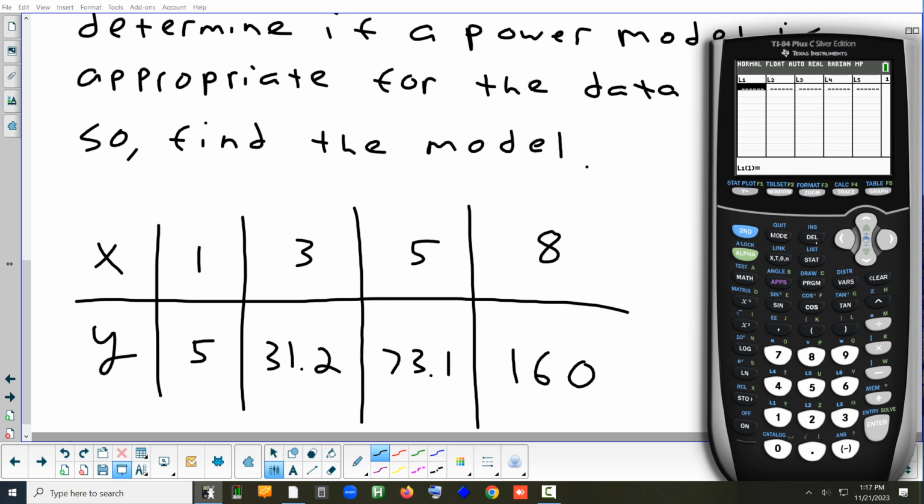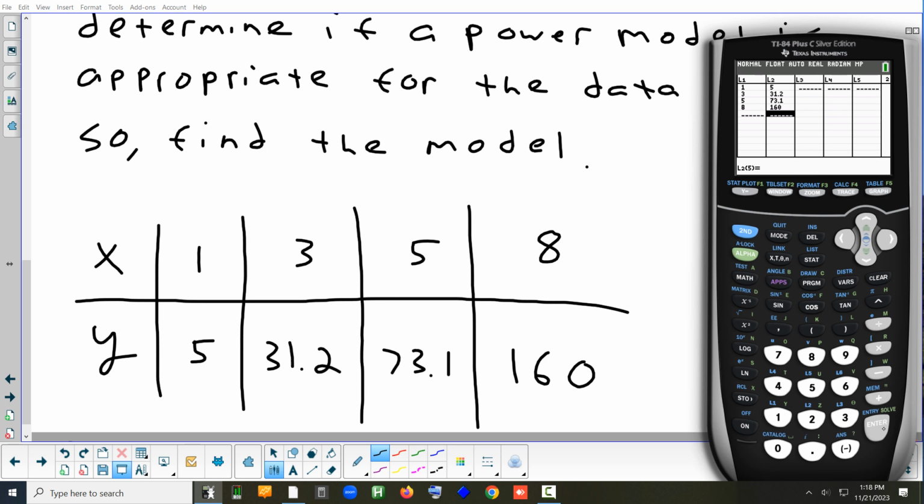Now, generally what you want to do, you don't have to, but I would do this. Put your x's in L1. Just like that. Now put your y's in L2. If you do it this way, it's going to save a little bit of time later. If you don't use L1 and L2, fine. But then we're going to have to fix something later. So 5, 2. Okay, so now I've got all my x's in L1, and I got my y's in L2.